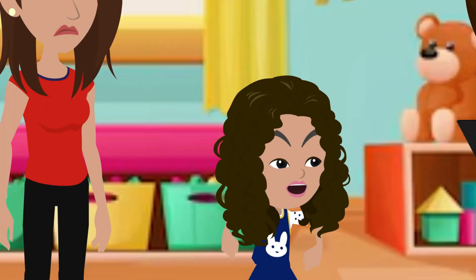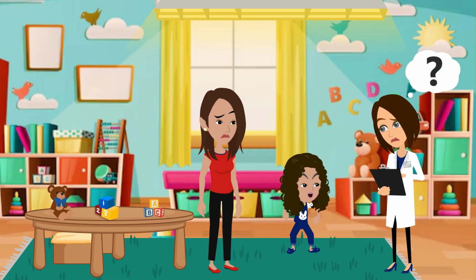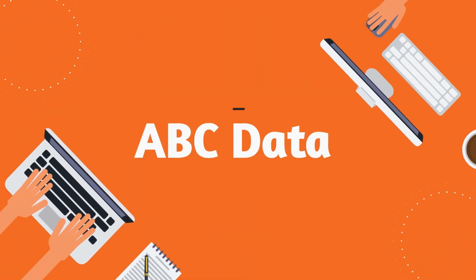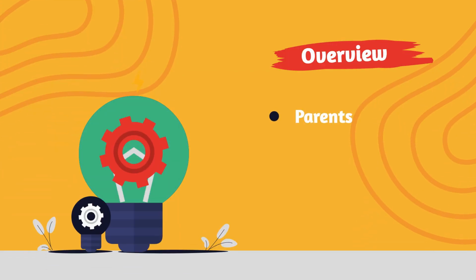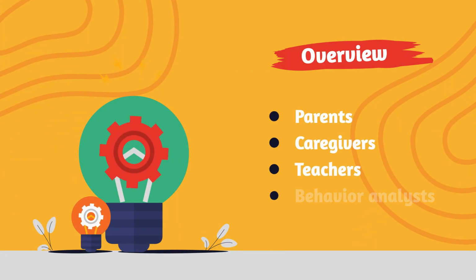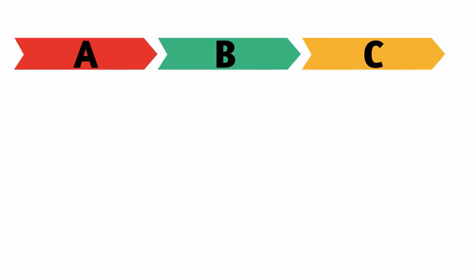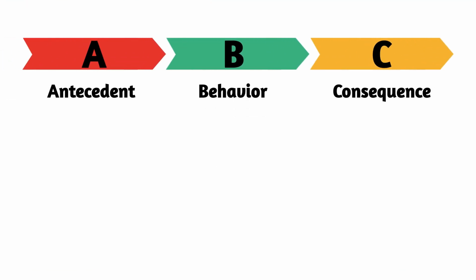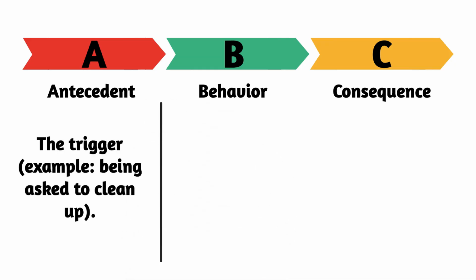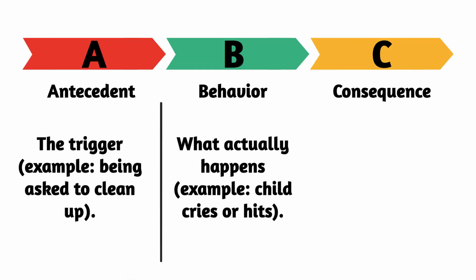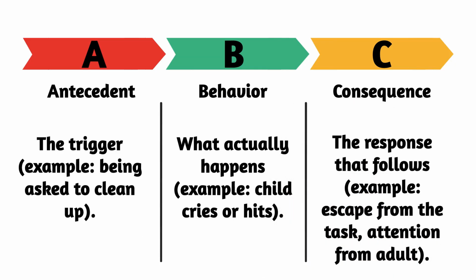Sometimes we don't always see the behaviors we're trying to understand during a therapy session. That's where ABC data comes in. It's a simple way for parents, caregivers, teachers, and behavior analysts to figure out what's really going on. ABC stands for Antecedent, Behavior, and Consequence. It means looking at what happens right before a behavior, the behavior itself, and what happens right after.